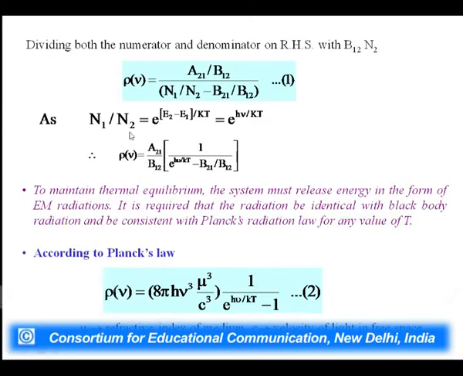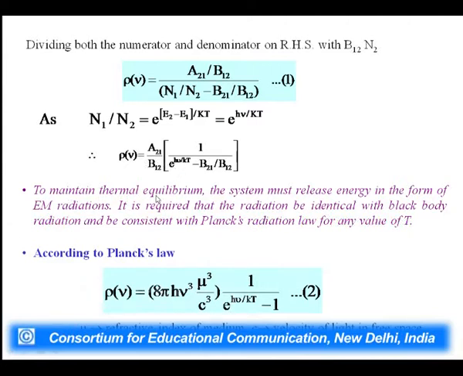As we know, N1 divided by N2, the ratio of the population of the two states, is equal to e power E2 minus E1, the difference of the energy of the two states, which depends upon the temperature also. K is the Boltzmann constant and T is the temperature, which we can define as e power h nu divided by kT. Now the radiation density is defined by A21 divided by B12, times 1 divided by e power h nu divided by kT minus B21 divided by B12. Here we put the value of N1 by N2.